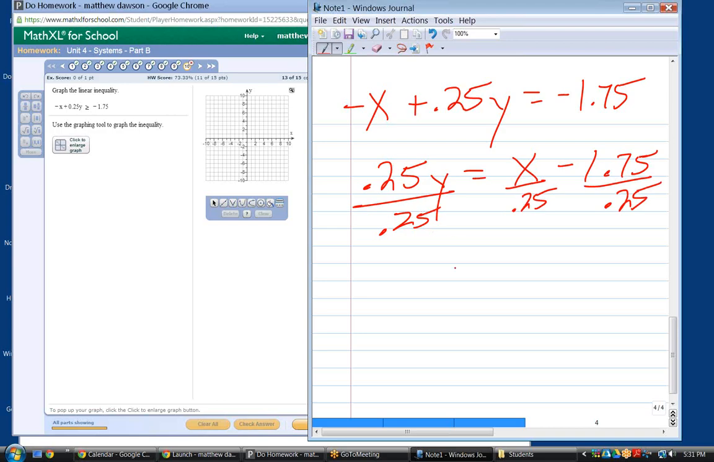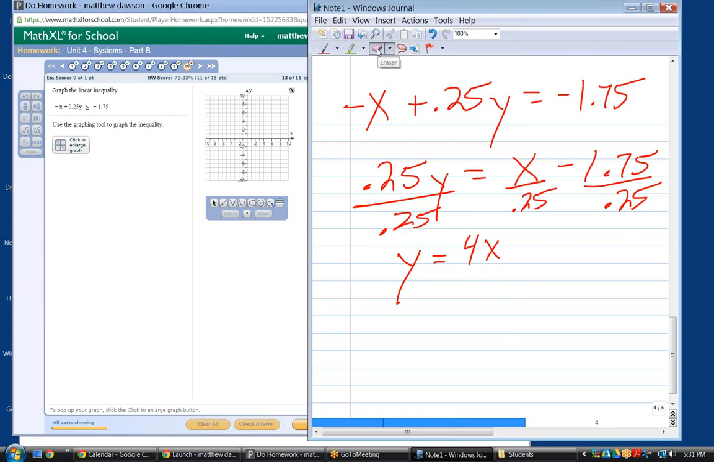Okay, well, the 0.25s cancel, and now I've got y equals, well, this is not a particularly good way. Notice that 0.25 is a fourth. So what I really have here is this, and that changes. I flip the denominator and multiply, so I really have 4x. You see how that 0.25 turns into a 4x?